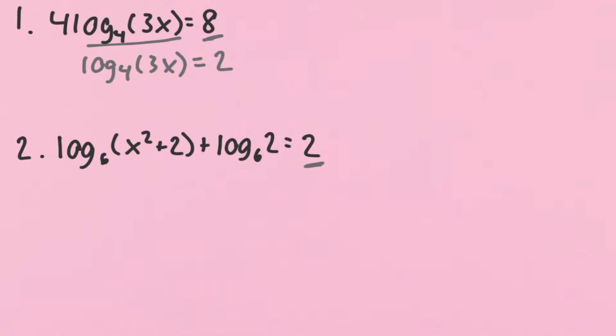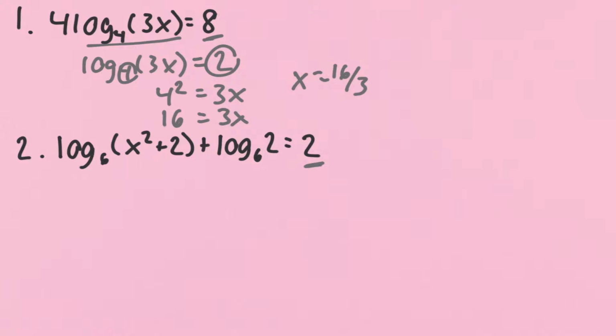Once you have one log that's isolated, you want to change it to exponential form. 4, which is the base, squared, the other side, equals 3x, and then solve for x. So that's 16 equals 3x, and then divide both sides by 3, x equals 16/3.